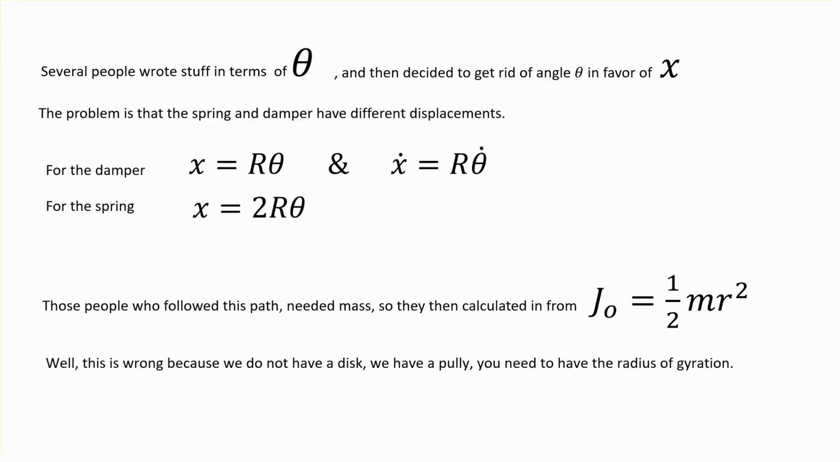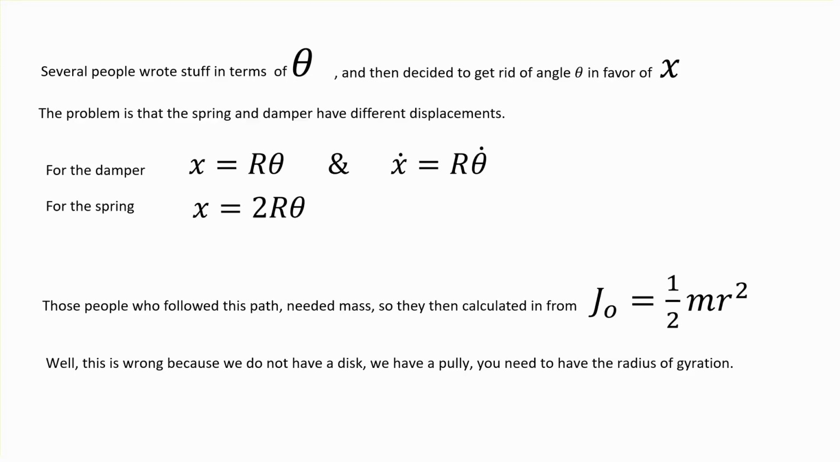So many people started with theta, and then they realized that, okay, it doesn't matter whether we use x or theta, because that is true. So then they went and looked at the notes. Probably somebody somewhere saw x equal to r theta because of a different problem that we had done. So every time they saw a theta, they replaced it with x over r. The problem is that the x for the damper is r theta, but for the spring is 2r theta.